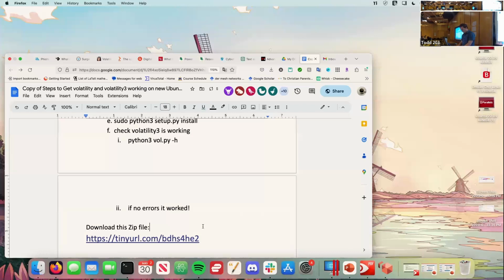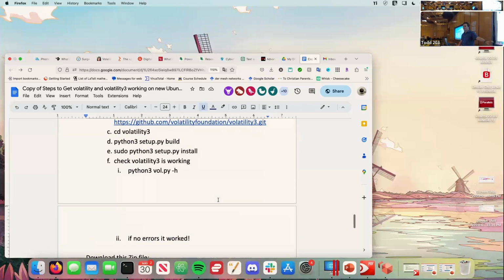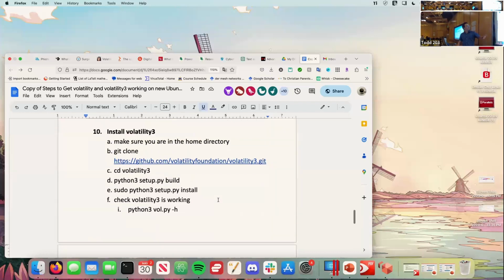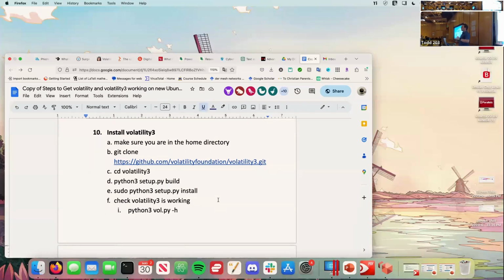So step 10, just keep on doing. Yep, I deleted the Volatility 2 stuff, so just get Volatility 3. If there are no errors when you do Volatility 3, then everything's great. And you can go to this tiny URL and download some of the lab material that we're going to be working through. It seems like some people are getting Volatility 3 working. If you get it downloaded and working, please go and help somebody else who does not have Volatility 3 up and running. That would be great.